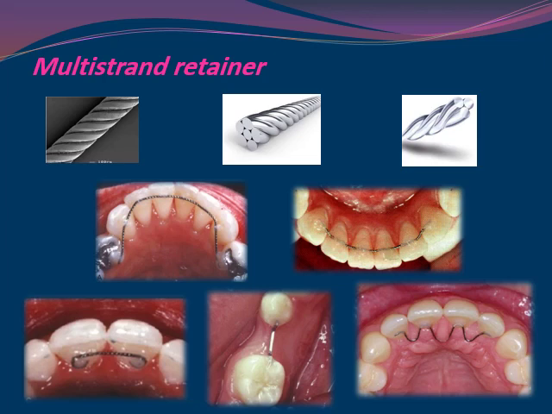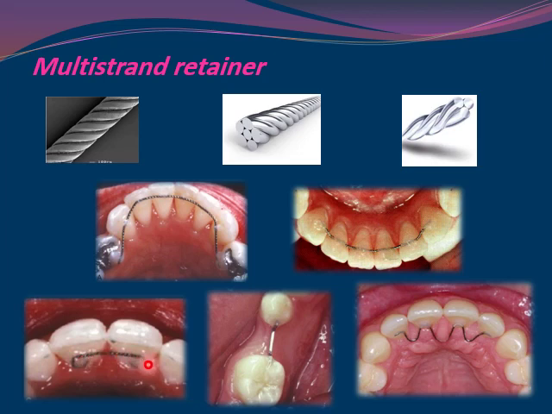The multi-strand retainer can be used from canine to canine, whether in the upper or lower anterior segment, or it can be used, such as in this figure, from 5 to 5 in cases of extraction orthodontic treatment to keep the extraction space closed. In cases where I have an extraction, we extend it to the 5; if the extraction is of the 4, I extend the multi-strand retainer to the 5 to keep the extraction space closed.